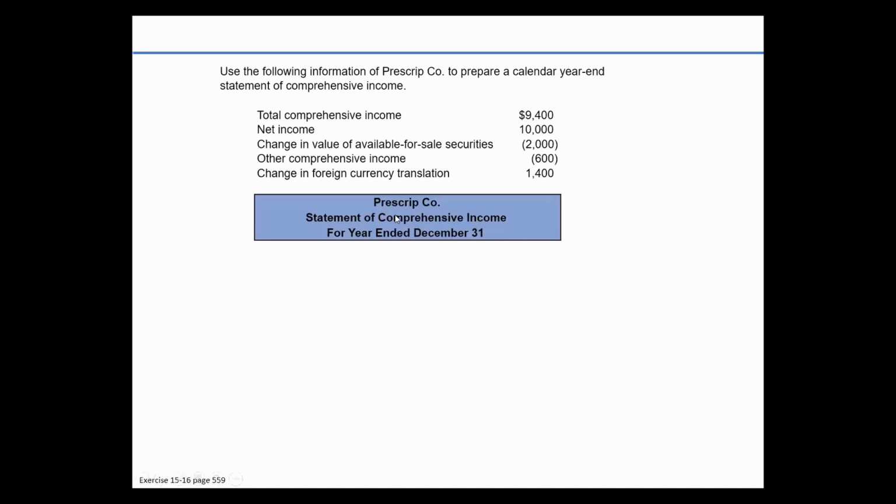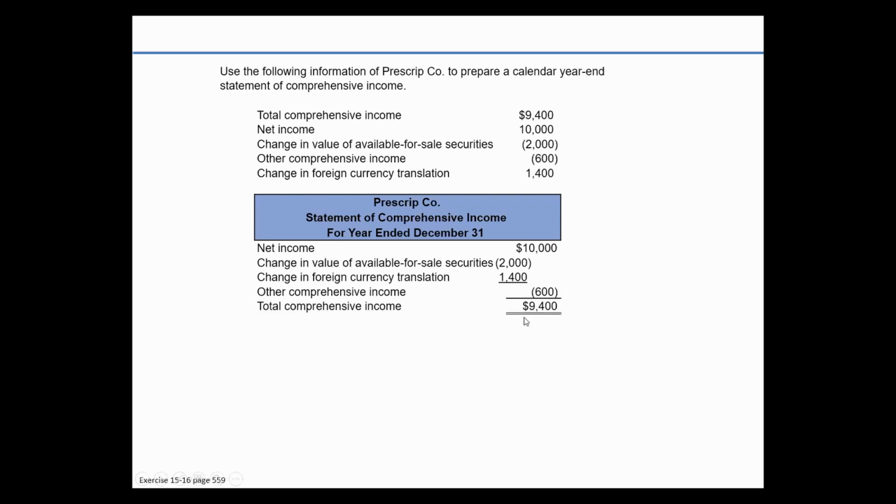And so for Prescript Company, the statement of comprehensive income for the year ended December 31st, you have net income of $10,000. We have change in value of available for sale securities of $2,000, which is a loss. Change in foreign currency translation of $1,400, which is a gain. Other comprehensive income results then in a $600 loss. And again, we see that because we take the 2,000 minus the 1,400, which is 600. And so we have total comprehensive income then of $9,400.